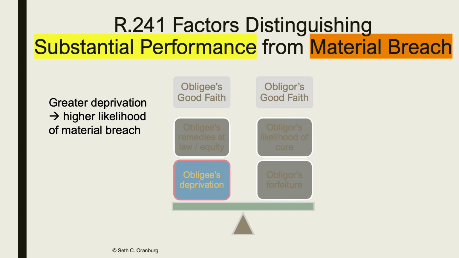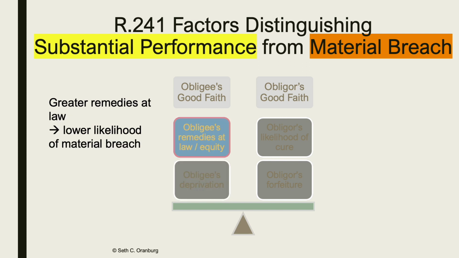So the greater the deprivation of the obligee, the higher the likelihood that the court will find there has been some material breach. The second factor is whether the obligee, the non-breaching party, the party to whom the obligation was due, can be adequately compensated for the loss at law, whether the obligee has remedies at law.